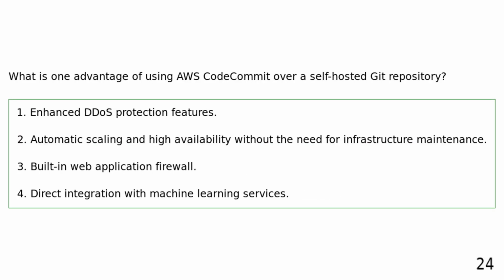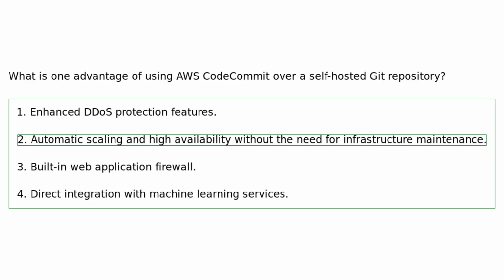What is one advantage of using AWS CodeCommit over a self-hosted Git repository? Enhanced DDoS protection features. Automatic scaling and high availability without the need for infrastructure maintenance. Built-in web application firewall. Direct integration with machine learning services. AWS CodeCommit provides automatic scaling and high availability without requiring users to maintain the infrastructure.